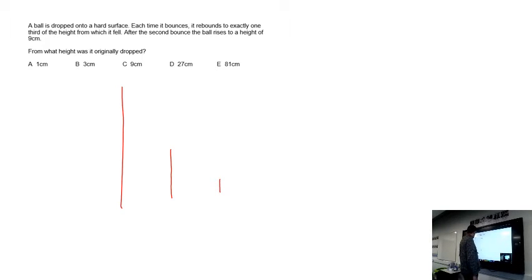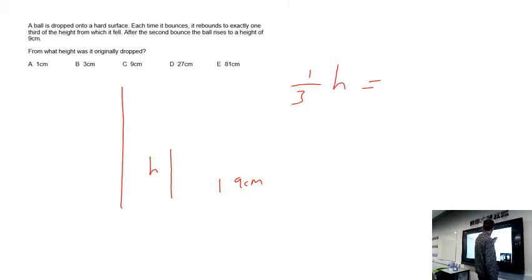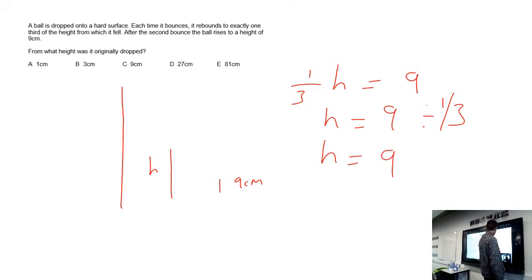Okay, so here this is 9 centimeters, and let's call this h. So we've got a third times h is equal to 9. We want to divide both sides by a third. So 9 divided by a third can be written as 9 times 3 over 1, which is equal to 27.